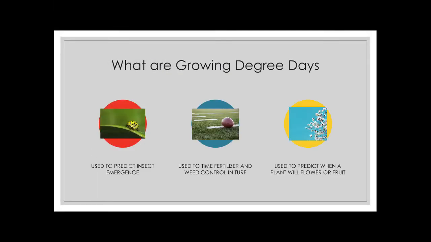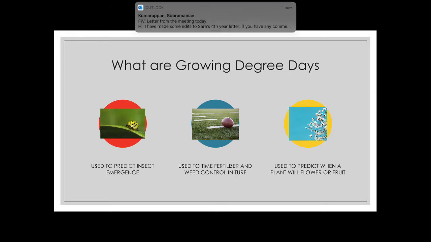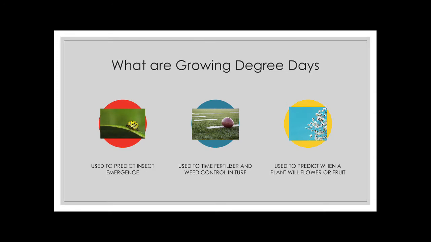Now, far more important are growing degree days. What are growing degree days? They are a measurement of how much weather, temperature-wise, is contributing to growth of insects and plants or flowering or fruit development. So we can use them to predict insect emergence.